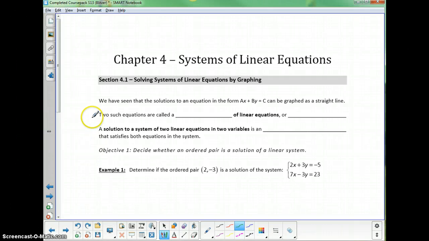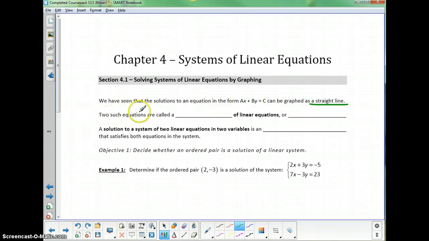Chapter 4 is on systems of linear equations. So we've already seen that the solutions to an equation of the form ax + by = c, any linear equation in two variables, linear meaning it has no exponents, can be graphed as a straight line. So the solutions would be any point on that straight line.